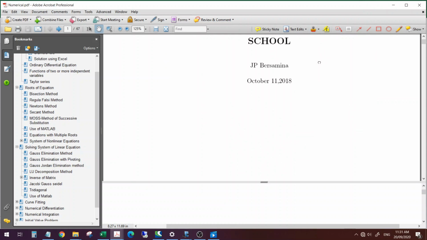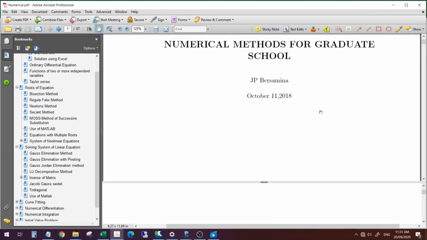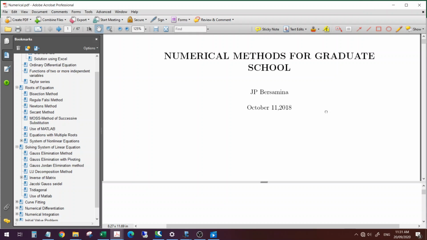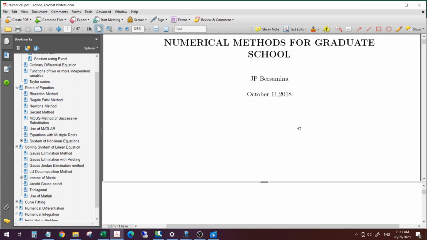So this ebook was done way back in 2018. That means I started teaching this in 2018, although I think in 2017, my first time in TUP, I already taught. I forgot. And I used Text Studio in compiling this ebook. And it was posted already in our MS Team.